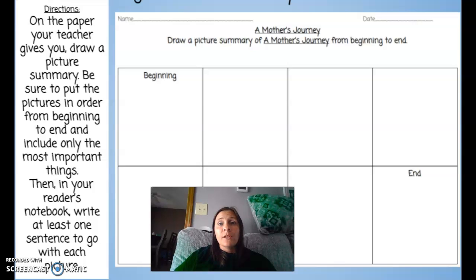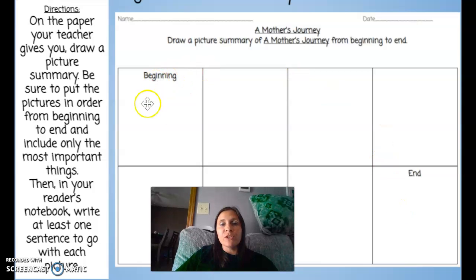Hi, third graders. Today's response to reading goes along with the story, A Mother's Journey. And as a class, you probably came up with a list of things that happened in this story from the beginning to the end. And so your assignment for today, you're going to get a paper similar to this one. Your teacher will give it to you. And you're going to draw a picture summary.